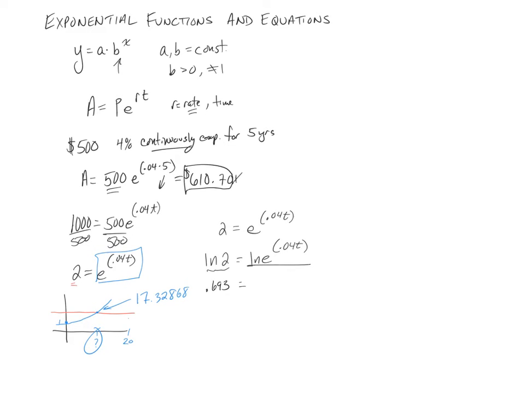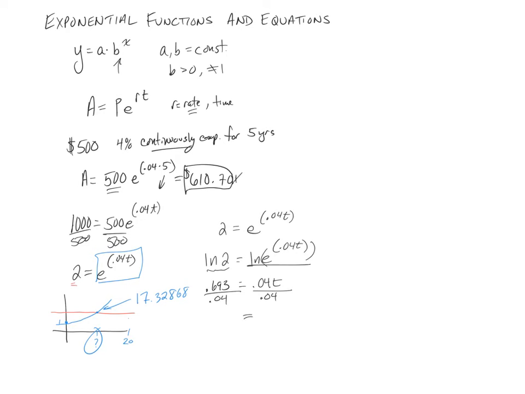And now on the right side, ln is asking, what do you have to raise e to get this number? So it's saying, what power do you have to raise e to get to e to the 0.04t? And of course, that answer is going to be 0.04t. And so now we can just divide both sides by 0.04.